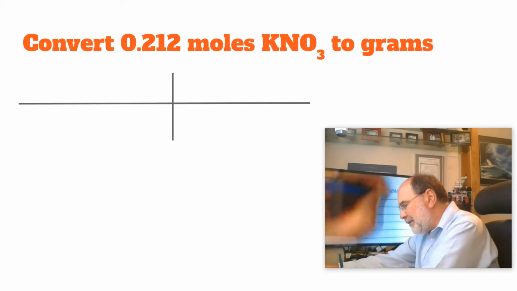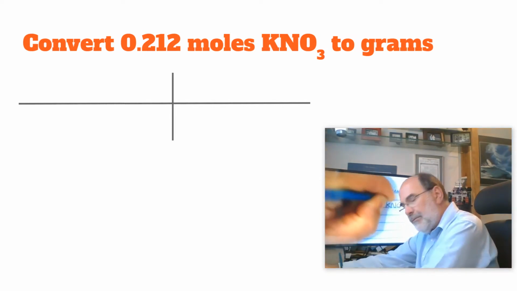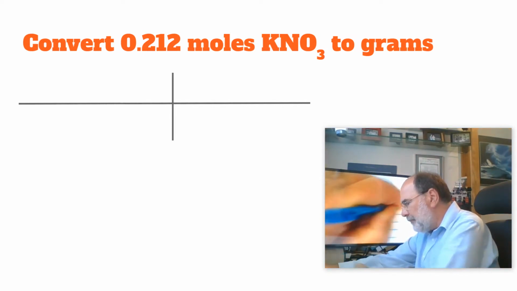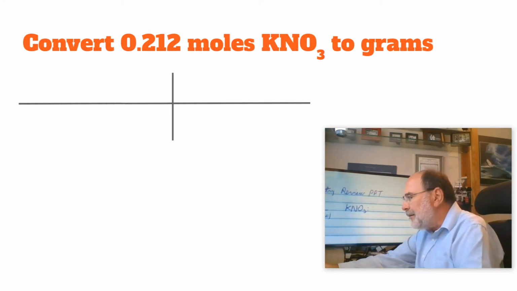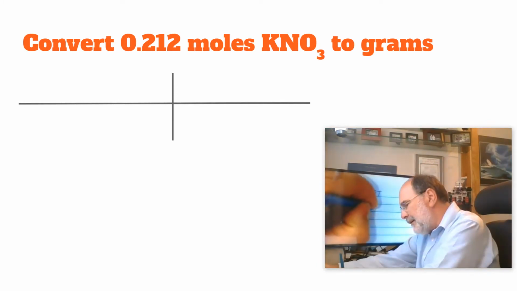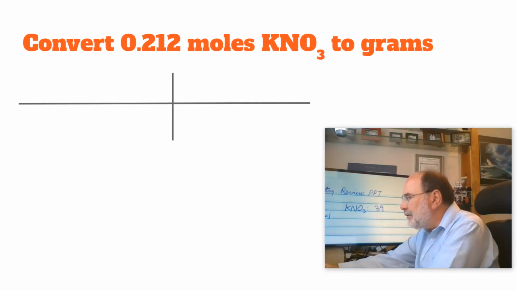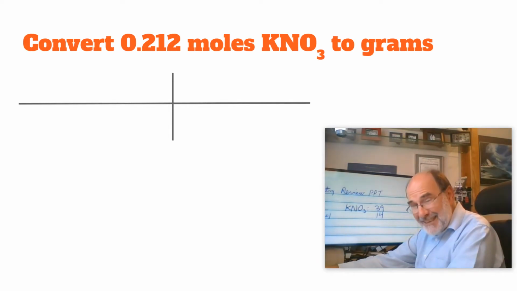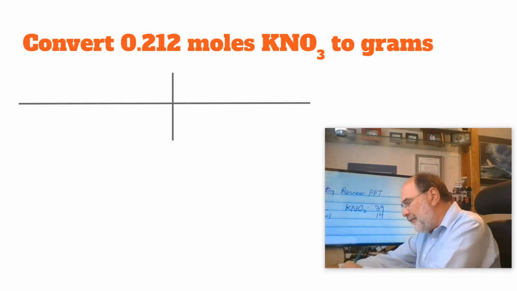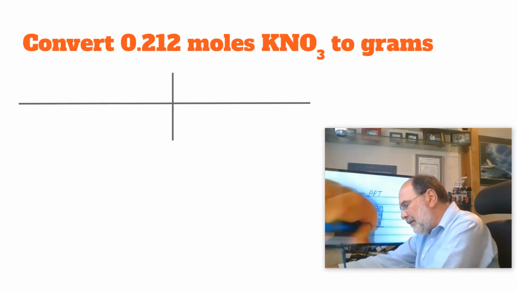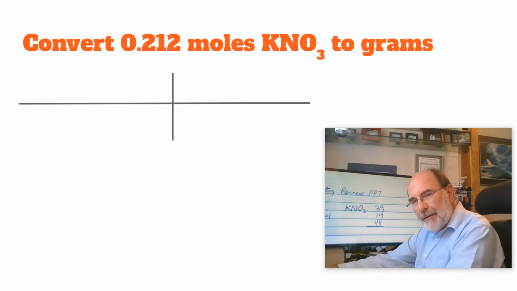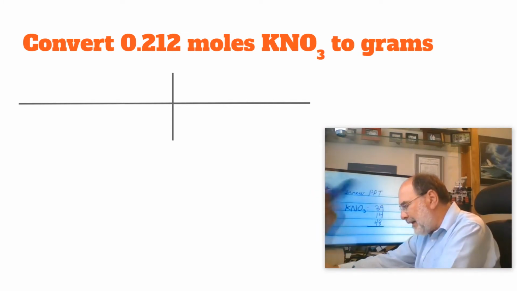So for potassium nitrate, KNO3, I go to the periodic table and I say potassium is about 39, nitrogen is about 14, each oxygen is 16, but I have 3 of those oxygens, 8, 16, 20. So I have 48 atomic mass units amongst those three oxygens. And so I add these things up.